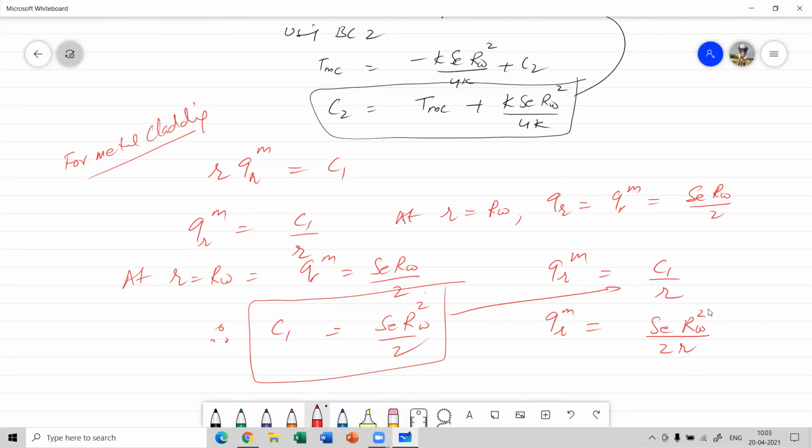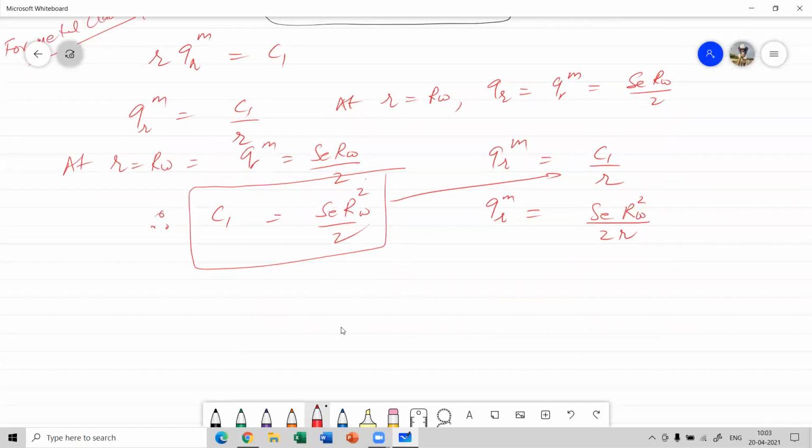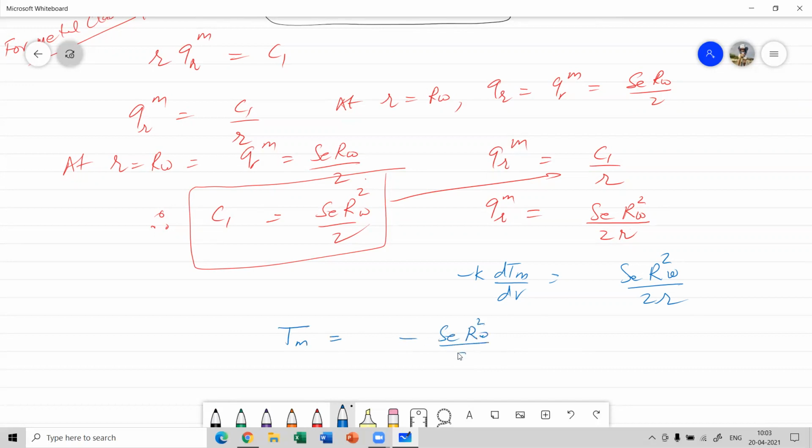And again, using Fourier law of heat conduction over here, it is minus K dTm by dr is equal to SE R square W by 2R. So upon integration, we have the temperature of the metal as minus SE R square W by 2 into ln R plus C2. So this is the temperature profile in the metal.